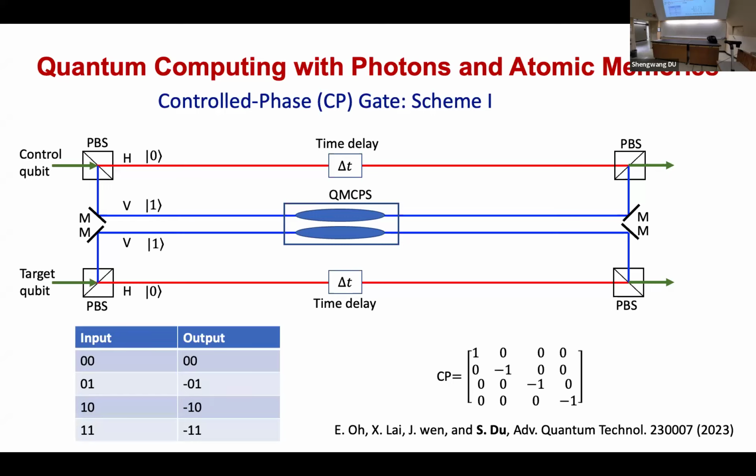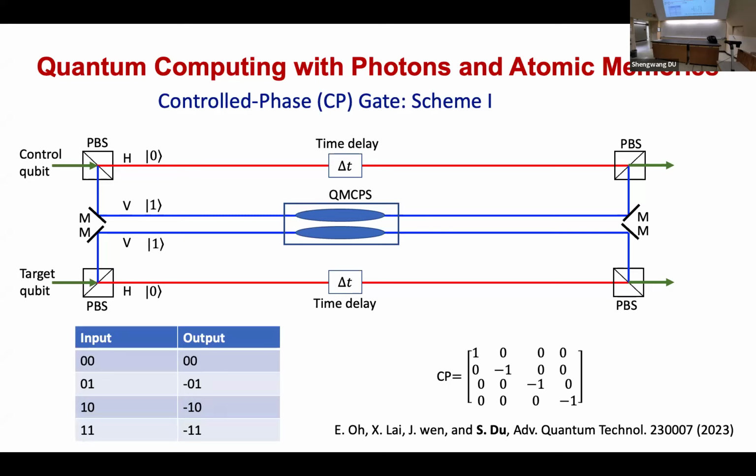And this box will do one thing. If you input 0,0, it outputs 0,0. If you input 0,1, the output is 0,1. For 1,0 it is the same, but for 1,1 the output has a pi phase, negative 1,1. If you look at the matrix in this basis, you'll see this is the matrix. We call it a controlled phase gate because the phase depends on the state of the control. If you can realize this, you are pretty close to universal quantum computing. I will explain that to you today.